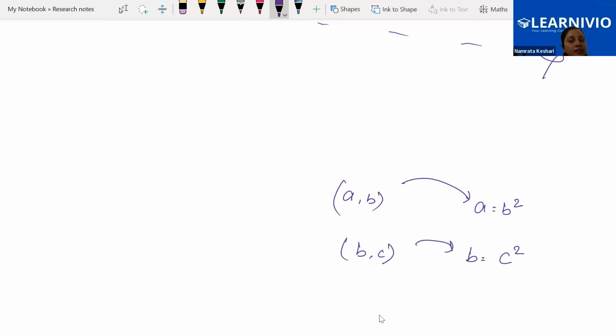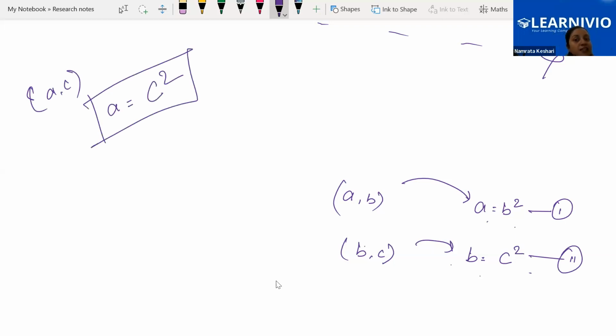So AB we can write as A is equal to B square. BC we can write as B is equal to C square. Now we have to check, by using equation number 1 and equation number 2, whether it is possible to get AC. That means the first element is equal to the square of the second. Whether it is possible to get A is equal to C square by using equations 1 and 2. If it is possible, then yes, AC also belongs to the given relation. If it is not possible, then AC will not be there.